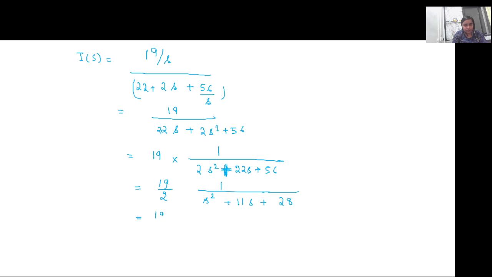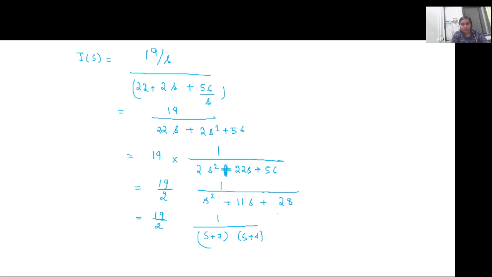What can we do? 7 into 4, exactly. That is the factors. Right, so this term has a factor of 7 and 4. So it can be written as s plus 7 into s plus 4.